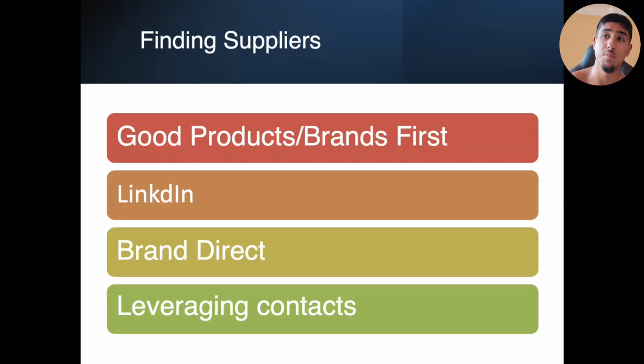One good way of finding suppliers is by using things like LinkedIn to network with certain people, leveraging contacts. That's another thing. And then obviously go to the brand directly. So for example, if you found a product and you thought it was good, go and find the brand's website and go and contact the brand directly. Okay.